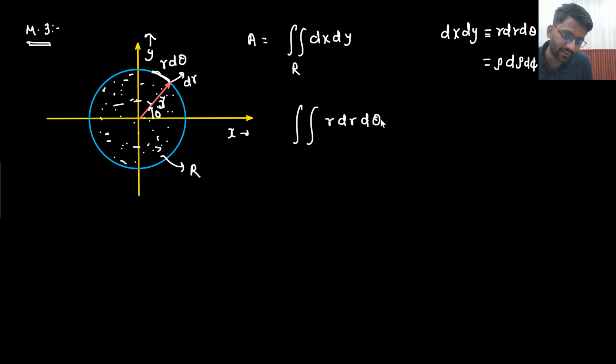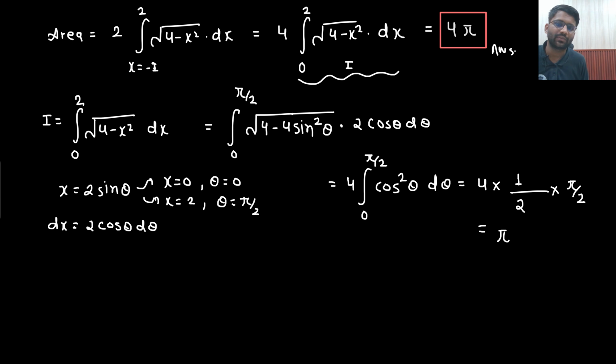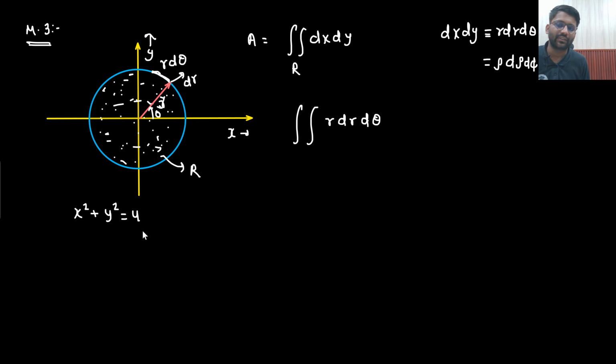What was the radius? Here the equation was x square plus y square equals 4, or less than 4. So what is the radius? Radius is going from 0 to 2. And what about theta? Theta is going from 0 to a complete circle, so theta is going from 0 to 2 pi.